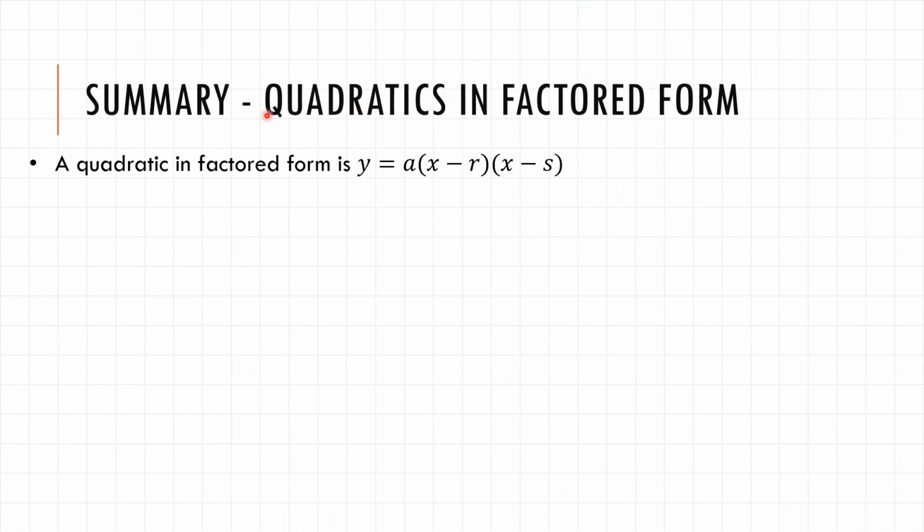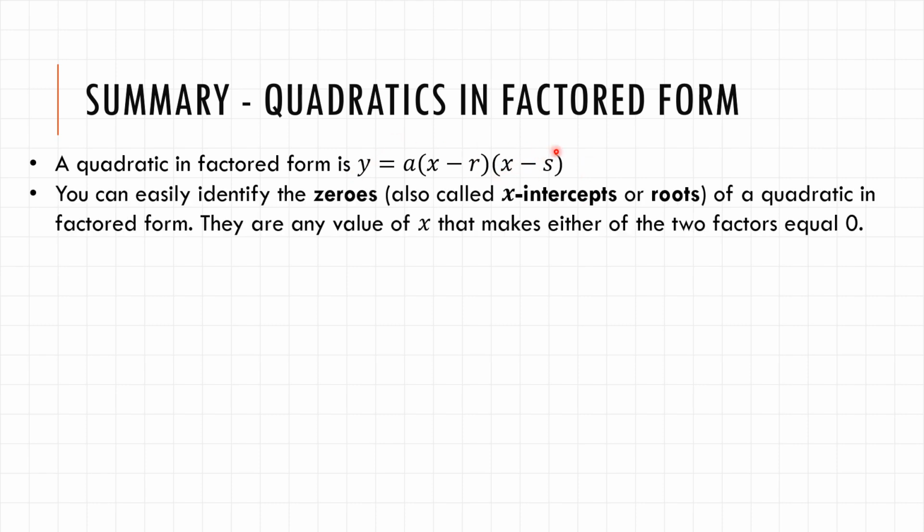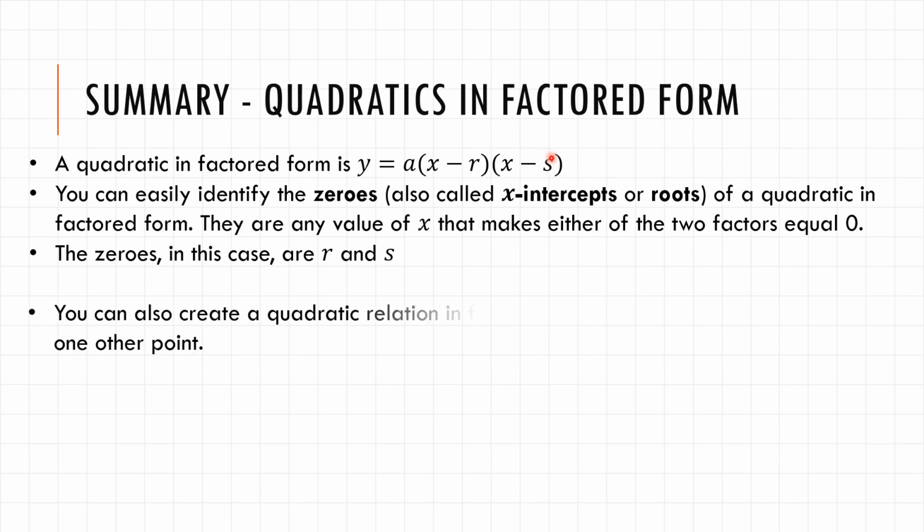In the second half of this unit, we started to learn about quadratics in the different forms. A quadratic in factored form looks like this: a times x minus r times x minus s. These are 3 factors. You can easily identify the zeros, which are also called x-intercepts or roots, of a quadratic in factored form. They're any value of x that makes any of these factors equal 0. So in this case, the zeros will be r, because r minus r would be 0, and s, because s minus s would be 0.